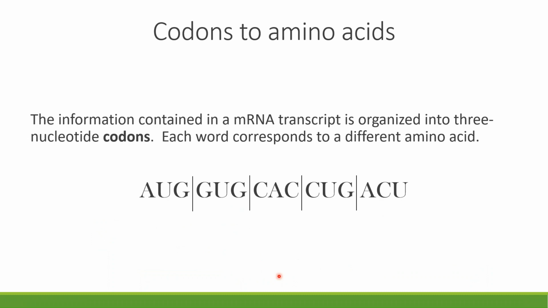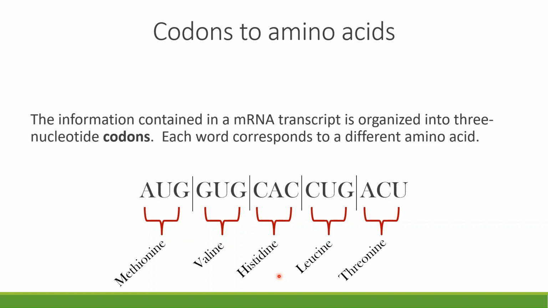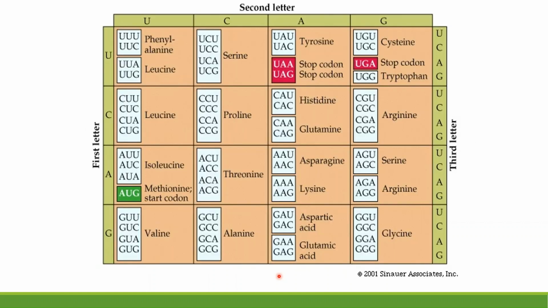So we've broken this code up here. And now I'm going to use the codon chart, and AUG encodes for methionine, GUG valine, CAC histidine, CUG leucine, and ACU threonine. Hopefully all of you got those correct. If not, take a moment, pause, and see where you made your error there.